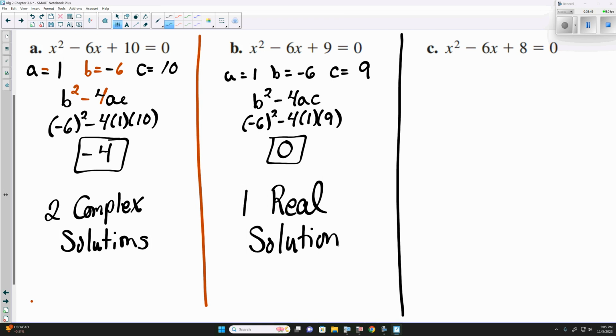Really, we could say one unique real solution, because there are still two solutions. It's just like the 2/5 that we got earlier. It's just that the two solutions are 2/5 and 2/5. We do have two, they're just not unique solutions. They're not different from each other.